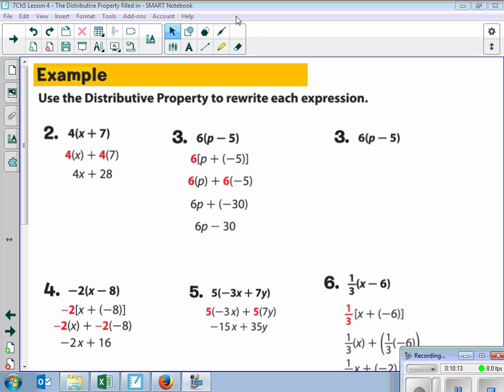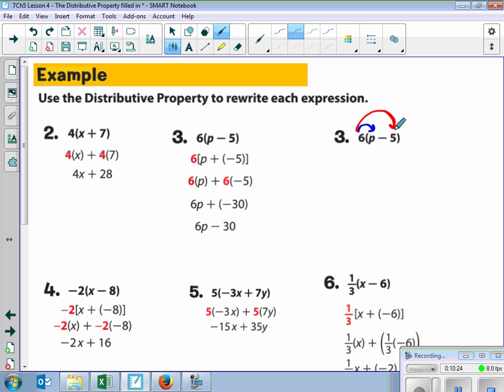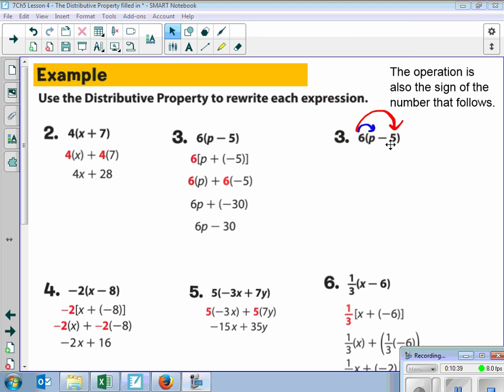We're still going to use the distributive property, but we are not going to do this leave it, change it that they did here in example 3. So here I'm going to redo this. We're going to multiply still 6 times p and 6 times this number. Now, I know you've heard me say this before. The operation is also the sign of the number that follows. When I say operation, I mean addition or subtraction. So this subtraction is also the sign of the number that follows.